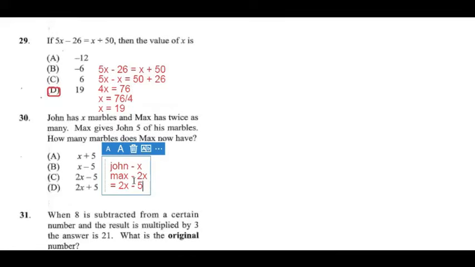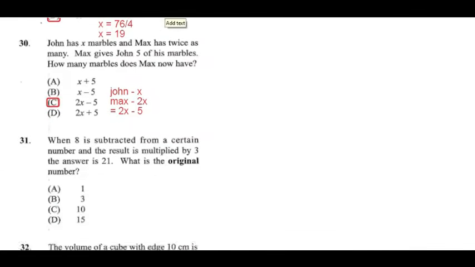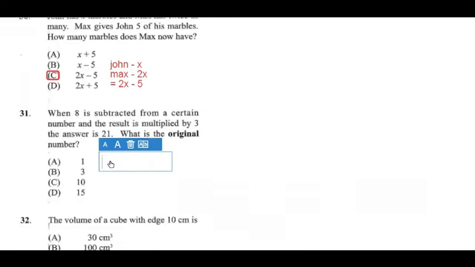So Max had 2x marbles and he gave away 5. So it's like you have 10 mangoes, and Susan had 5, you had 10, and you decide to give Susan 5 of your mangoes. How would you work out how many mangoes you now have? It would be 10 minus the 5. So it is the same way. Max had 2x and he gave away 5 of his marbles, so it is 2x minus 5, and therefore answer 30 is C.